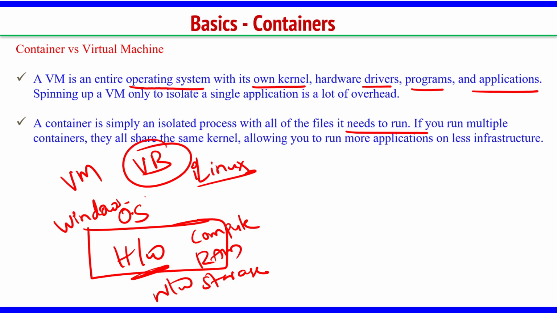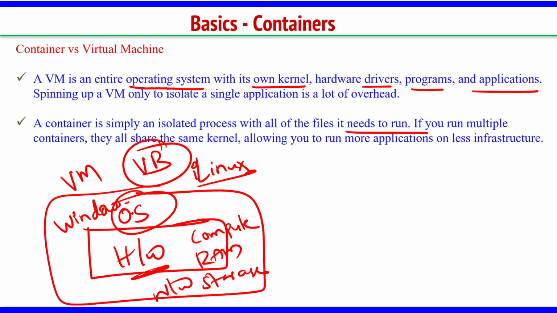I did not change my underlying operating system. Instead, on this machine, I created a virtual machine in which I installed the Linux operating system. It means in a single machine I am able to run two different operating systems. That is possible with a virtual machine.